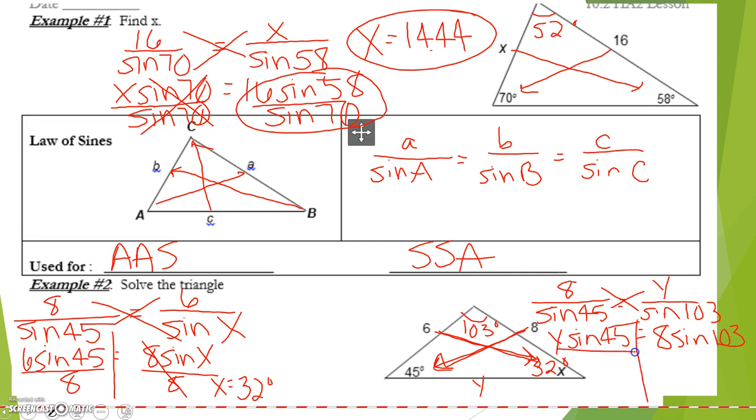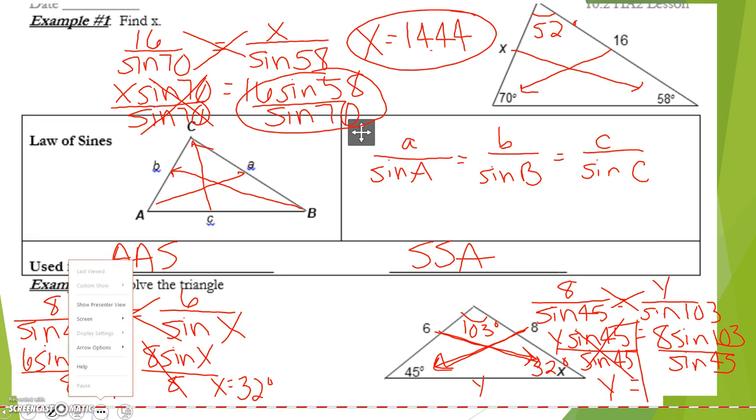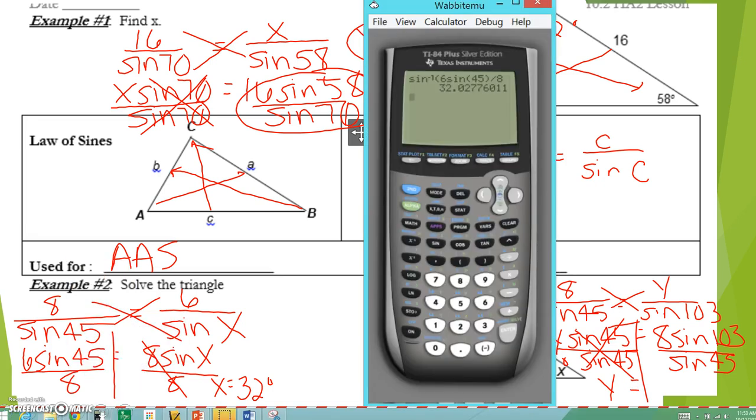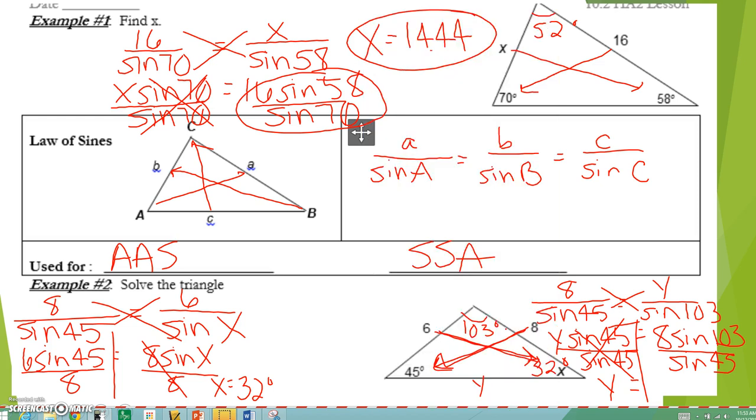I now need to get rid of the sine of 45, so I divide it over. And since I am finding a side, I do not need to do second sine in my calculator. I just put that all in. So 8 sine of 103 divided by sine of 45. And I get 11. So my last side was 11.